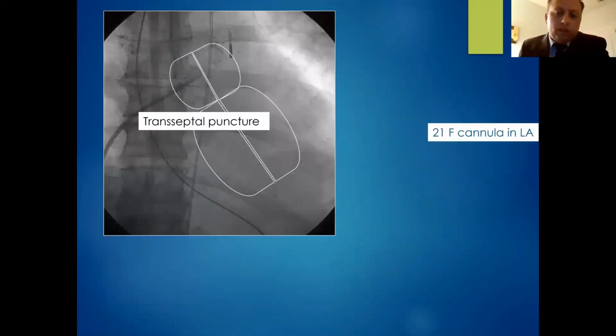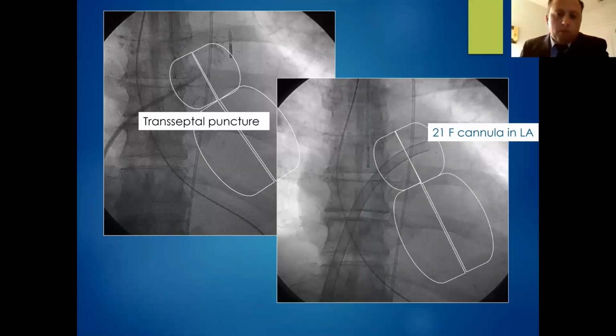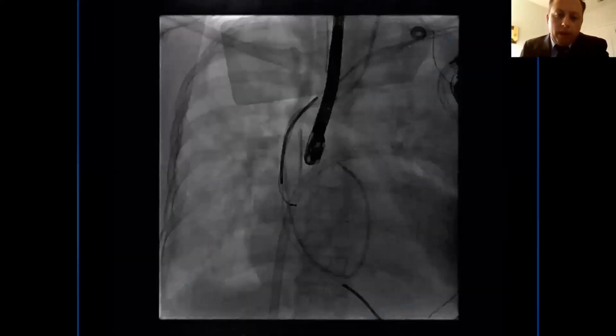It's a 21 French cannula crossing the left atrium. And so the interventionalist has to be particularly good and confident about doing a transseptal puncture. And there's the cannula crossing the septum there. So this is on a particular case that we had. Here you have the device, the cannula crossing the interatrial septum. We had a PA catheter in place.